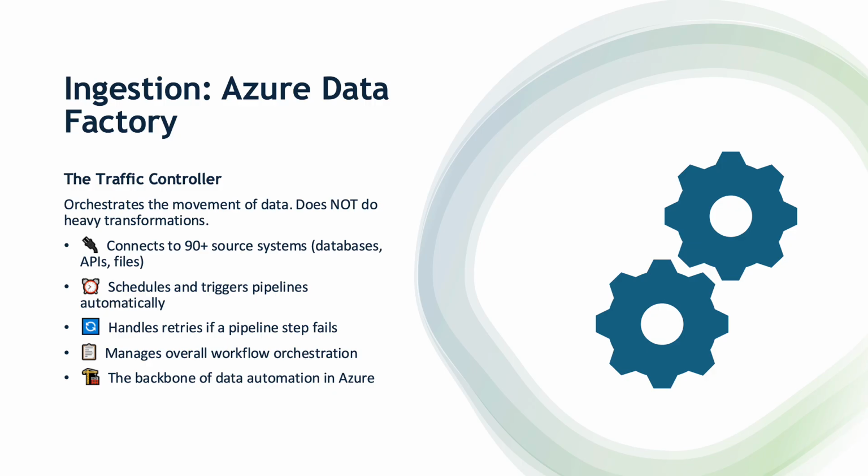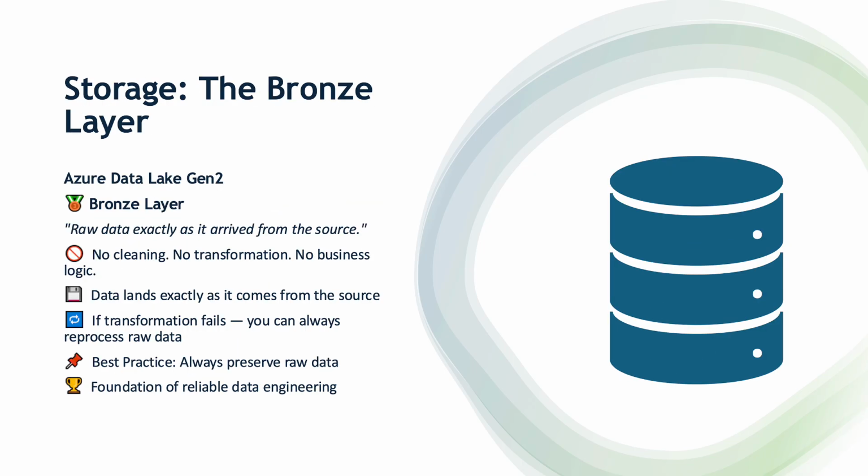Now, once the data is pulled, where does it go? It goes into Azure Data Lake Gen 2. This is what we call the bronze layer. The bronze layer stores data exactly as it comes from the sources. No cleaning, no transformation, no business logic. And this is very important because if something breaks later, maybe your transformation logic was wrong, you can always go back, pull the raw data and reprocess it. This is one of the biggest best practices in data engineering. Always preserve your raw data.